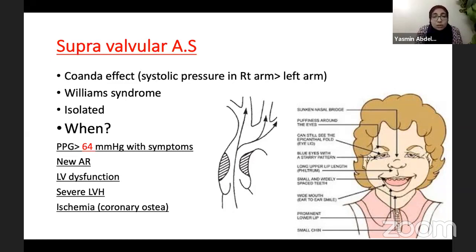You should investigate well if the patient has symptoms suggestive of ischemia, and by multi-slice CT, the coronary ostia must be assessed well. I think that is all.